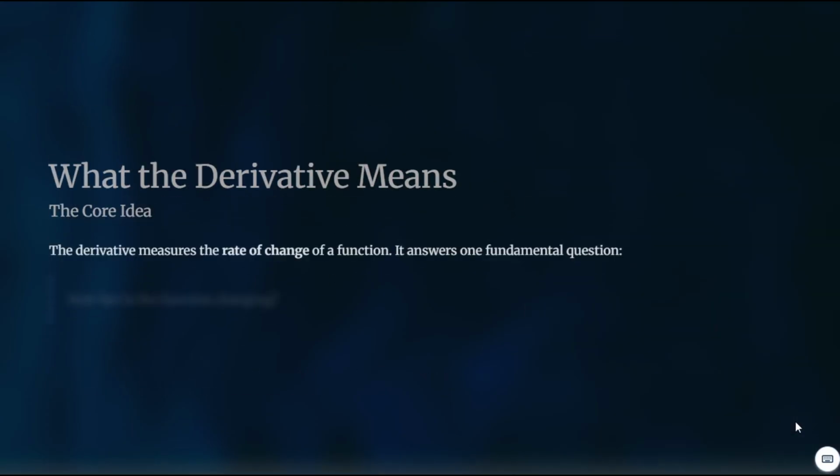The derivative measures the rate of change of a function. It answers one fundamental question: how fast is the function changing? Understanding the derivative of a constant is one of the first building blocks of calculus. If a function never changes, its rate of change must be 0, no matter what the constant is.